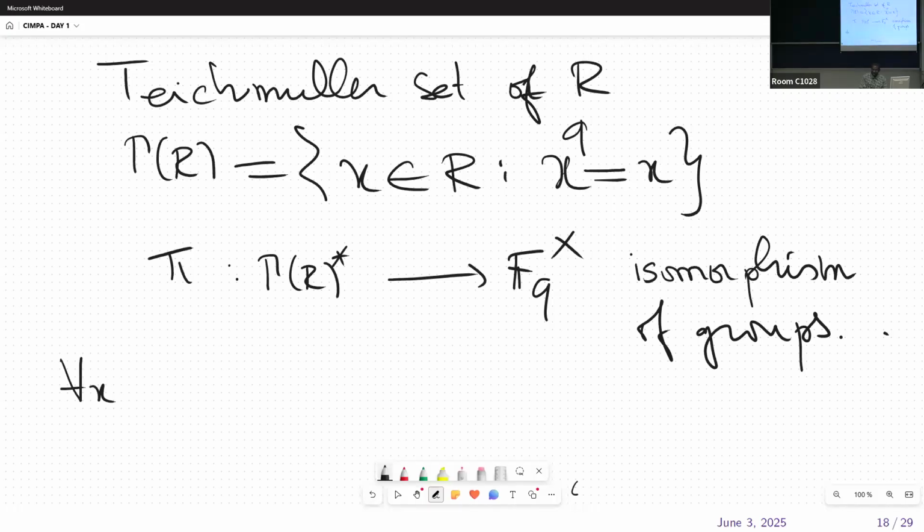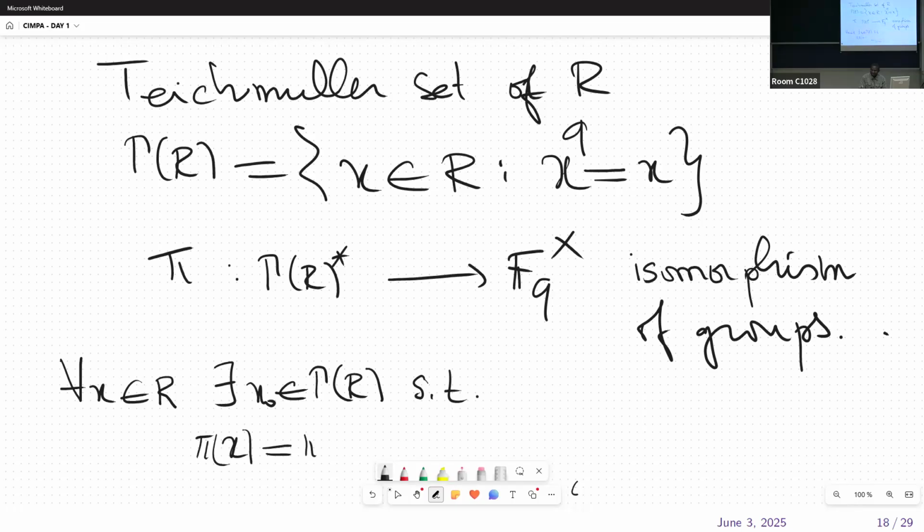This means that for any x in R, there exist x0 in the Teichmuller set such that px equals p0. This means x equals x0 plus the maximal ideal.